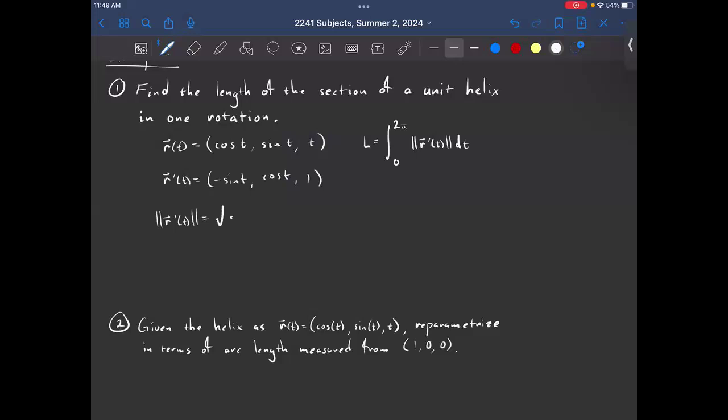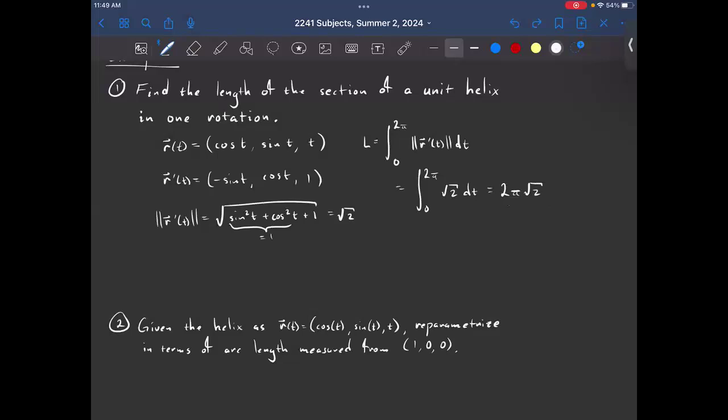Square root of sine squared plus cosine squared plus 1. And sine squared plus cosine squared is equal to 1. So this is really just the square root of 2. All right, well, that makes our integral very easy to compute. We just have that this is equal to the integral from 0 to 2 pi of the square root of 2 dt. And that should give us 2 pi times the square root of 2.